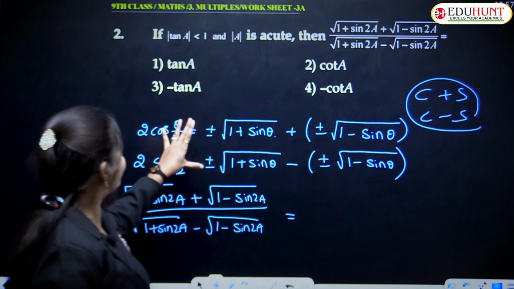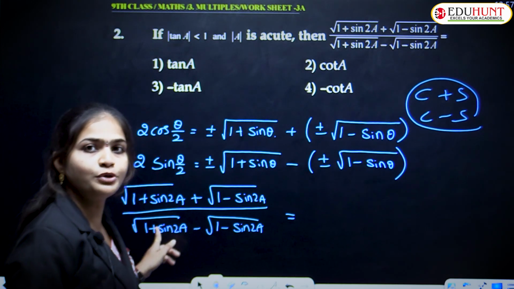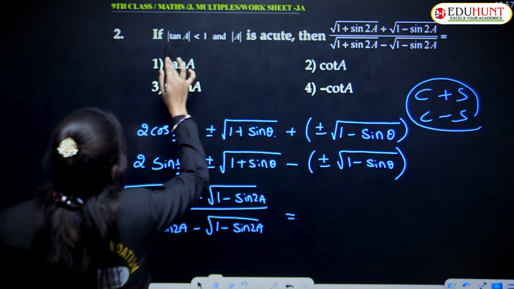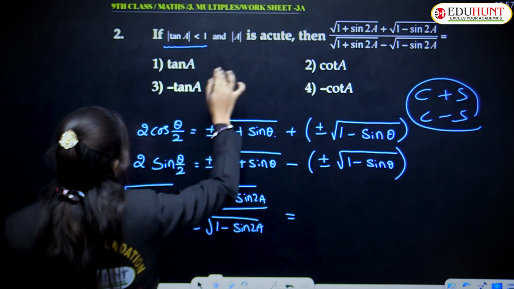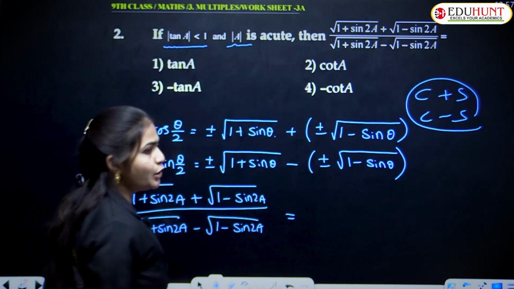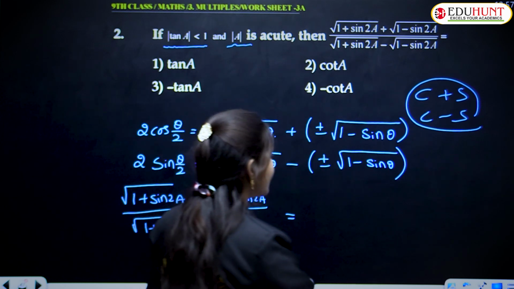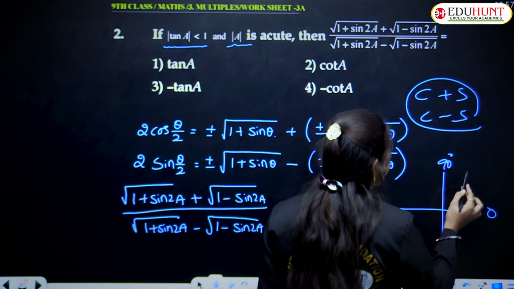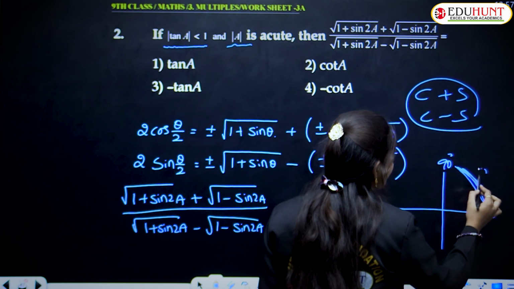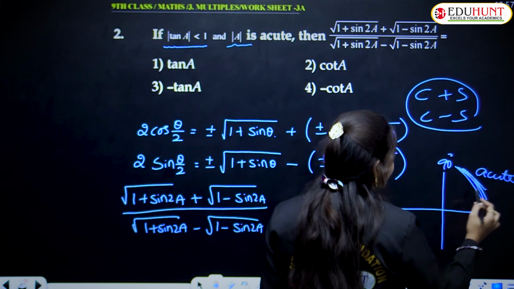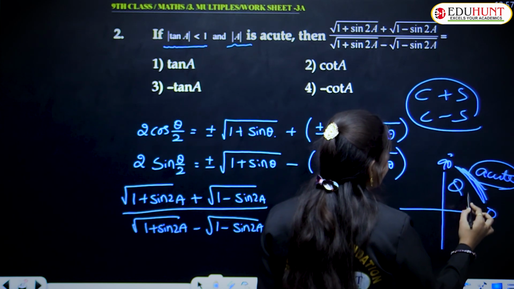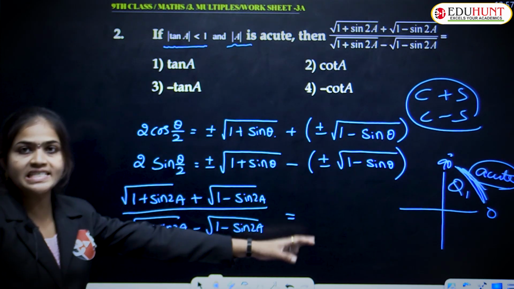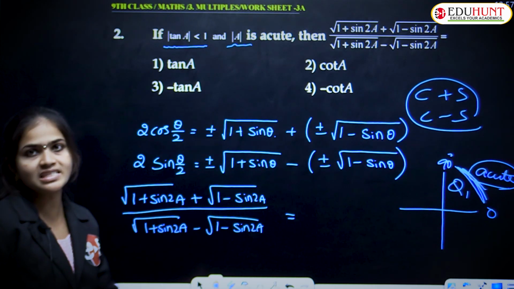Ma'am, here they have given plus or minus, but why have you taken positive here? See the condition they have given in the question: modulus of tan A is less than 1 and angle A is acute. Acute means where will we get that? Acute means 0 to 90 degrees only, no? Those are all acute angles, so acute angles are there in the first quadrant. In the first quadrant all the trigonometric ratios are positive. That's why here I take it positive.